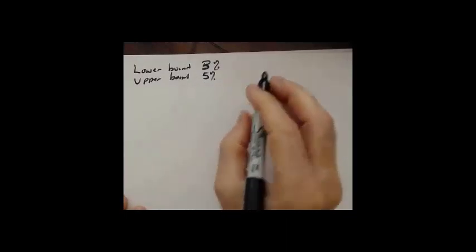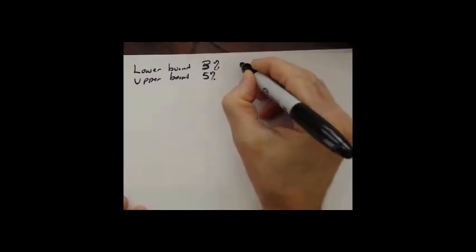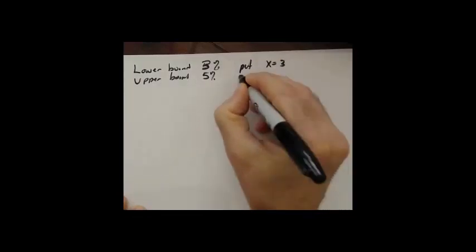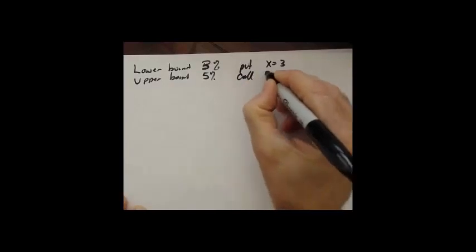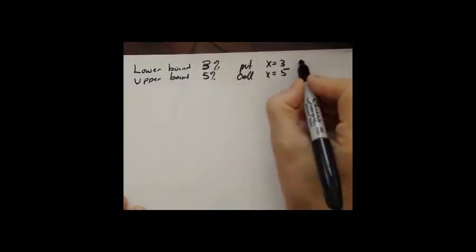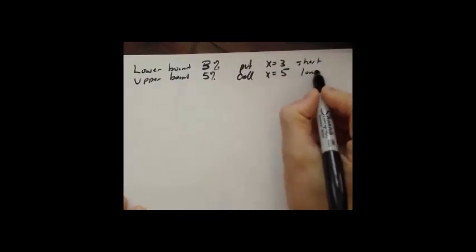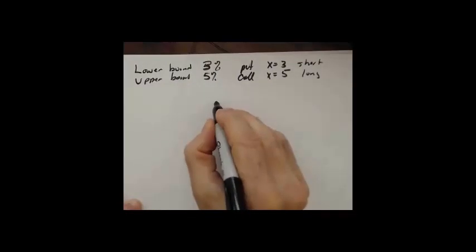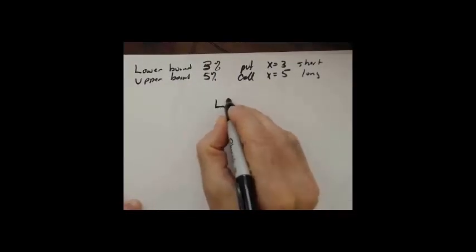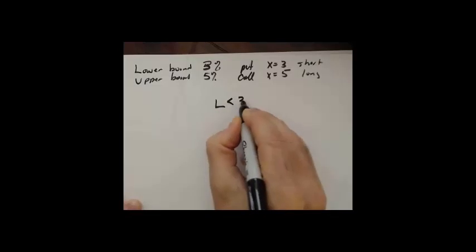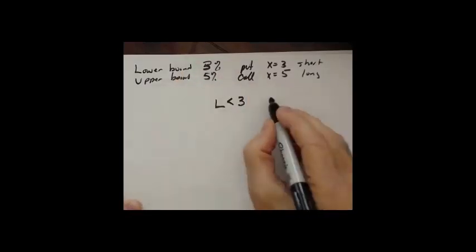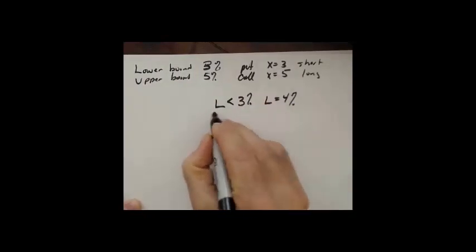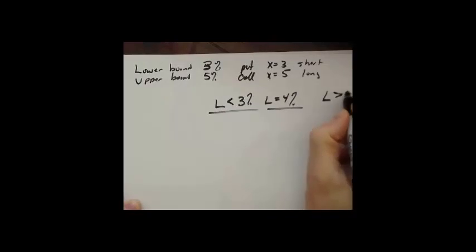So we're going to have a put with an X equal to 3, and we're going to have the call with an X equal to 5. And we're going to short the put, and we're going to go long the call, just like we did in the previous example. Now we're going to run scenarios of what happens when LIBOR is less than 3%, the lower bound. What happens when L equals 4%? And what happens if L is greater than 5%?